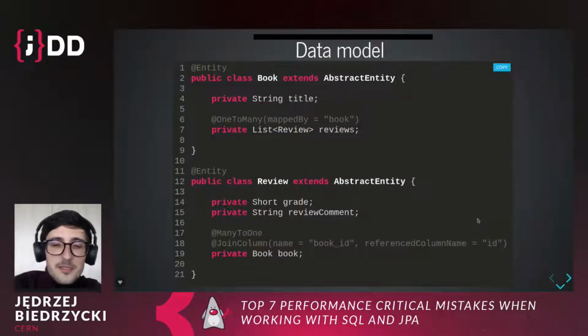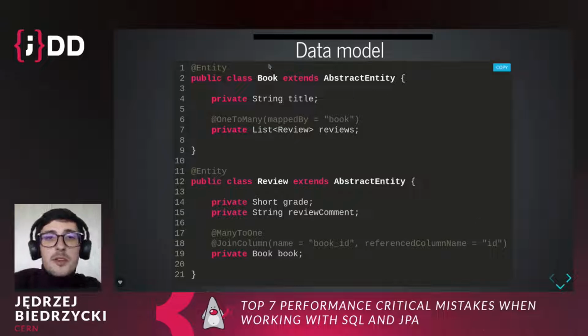And today, we will be considering one example. Suppose that we're building an application for a bookstore. We will need a data model with a book entity. The book extends an abstract entity. It's an abstract class, which has an ID field, a long ID. So I have omitted it for readability.